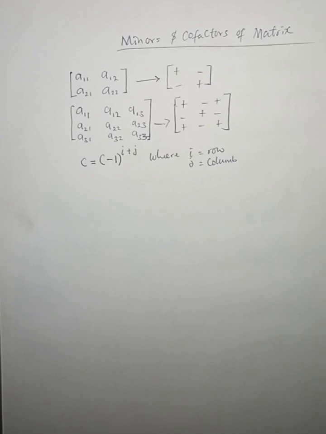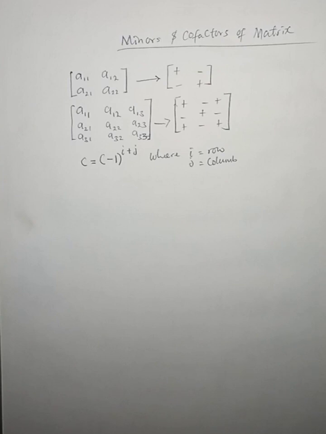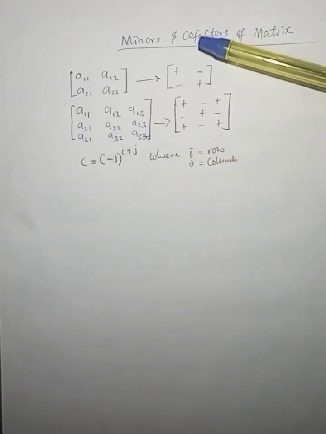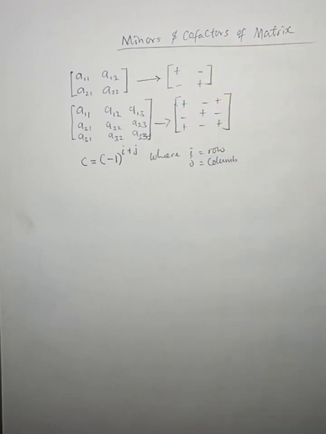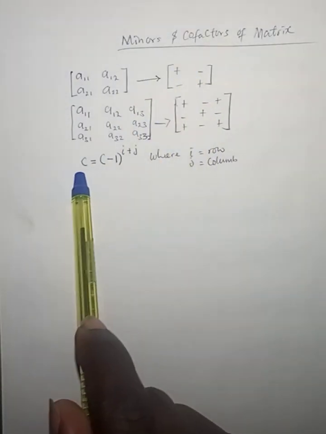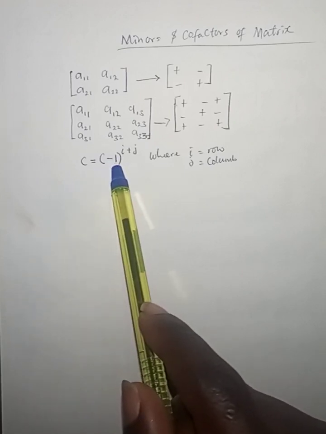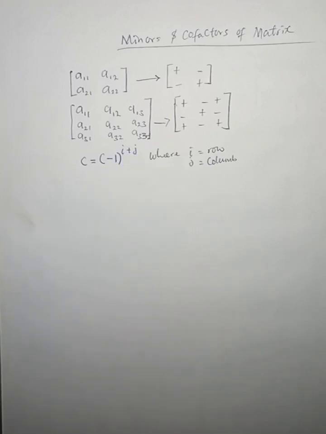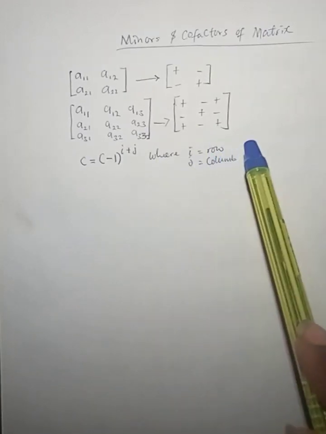Observe these two matrices, the 2 by 2 and the 3 by 3 matrix. They're attached with signs, matrices with signs in them. So how do we get these signs here? We use this formula: open bracket, -1 raised to the power of i plus j, where i is row and j is column.